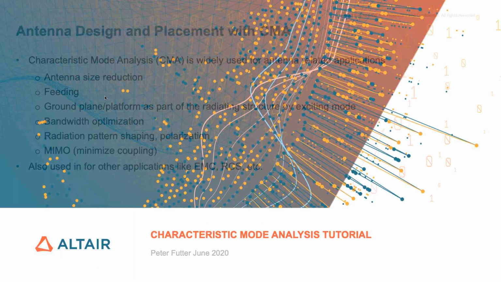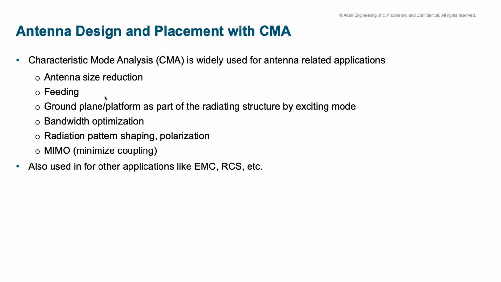So CMA is widely used for a range of different areas in antenna design and placement, including things like antenna size reduction and feeding optimization, or coupling into the ground plane or platform where the antenna is mounted to improve the radiating properties. Ideas around bandwidth optimization or radiation pattern shaping and polarization. And finally, also more common now for MIMO applications, especially with 5G, seeing a lot in this area. We're also seeing a lot more use in other applications like EMC and radar cross-section.